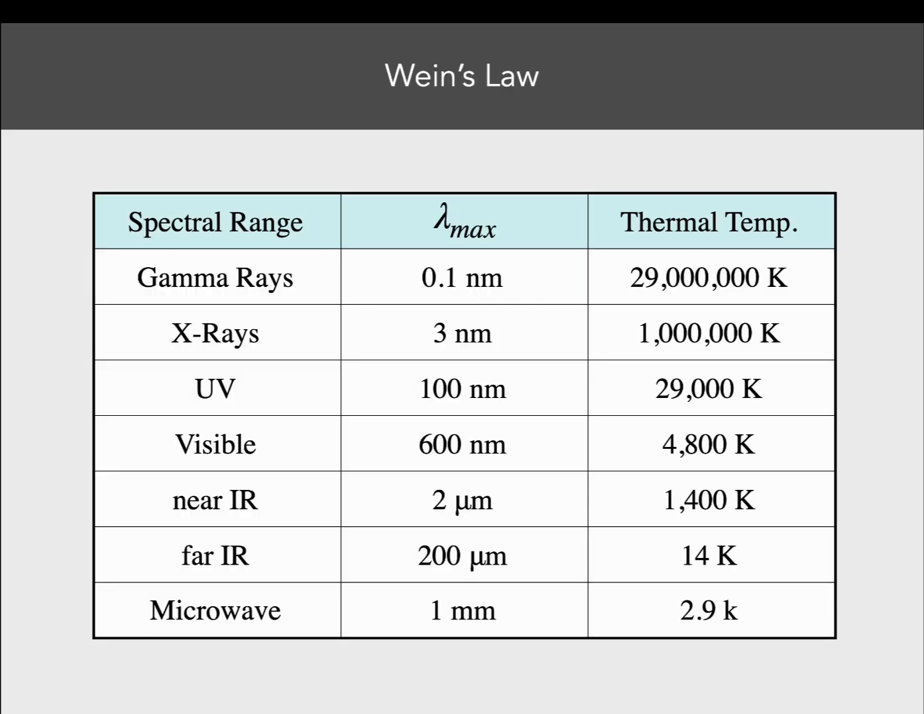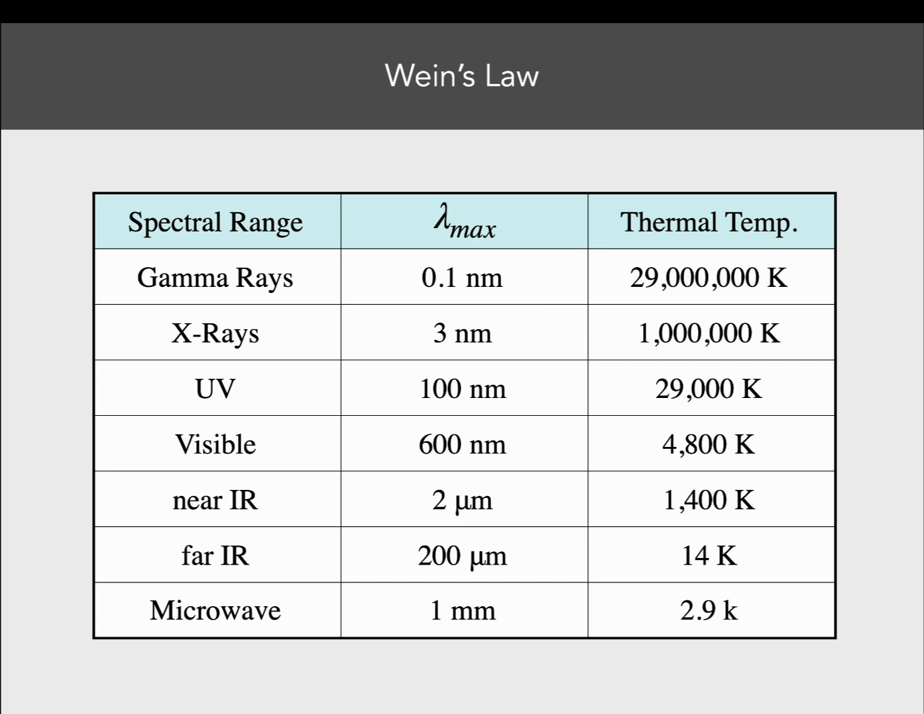Here's a little chart showing the relationship between the temperature of an object and where the maximum intensity of the thermal radiation coming out of the object is. So that's the lambda max value. A star that is several thousand degrees Kelvin will be peaking in the visible part of the spectrum. As you heat up an object, so super hot stars might be close to 29,000 Kelvin, most of their energy is now coming out in the ultraviolet.